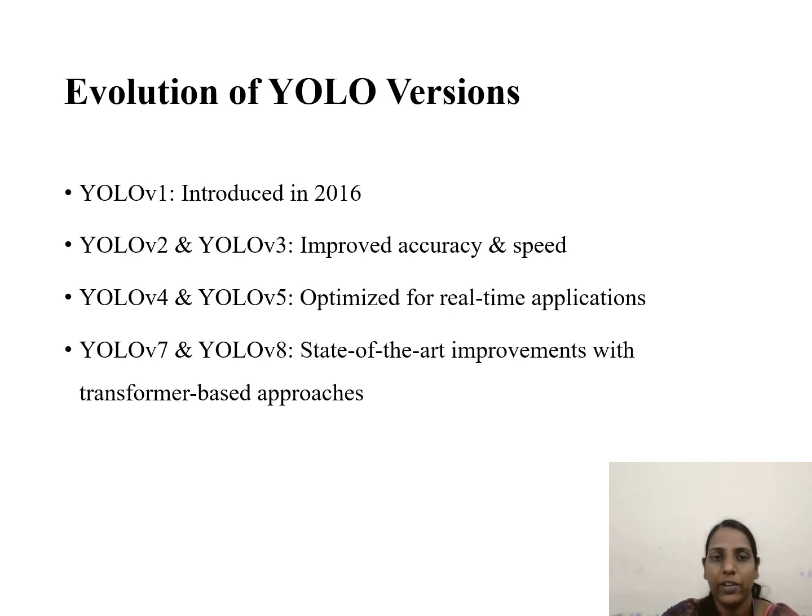Next, we will see about the evolution of YOLO versions. YOLO version 1 was introduced in the year 2016. To improve the accuracy, version 2 and version 3 were introduced. Then version 4 and version 5 were updated and optimized for real-time applications. The next ones are version 7 and version 8. Here we are using state-of-the-art, transformer-based approaches.